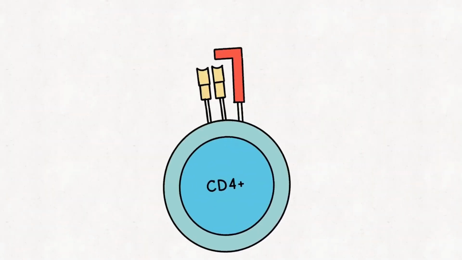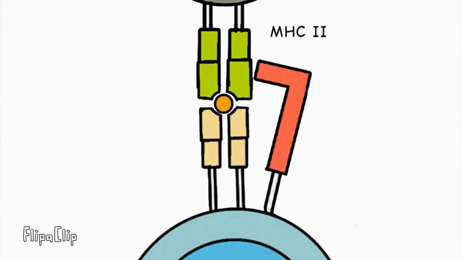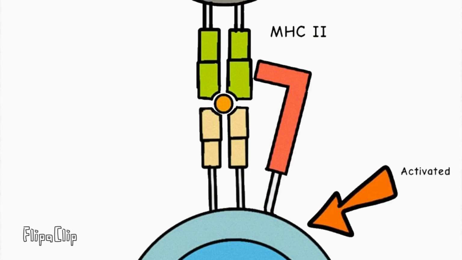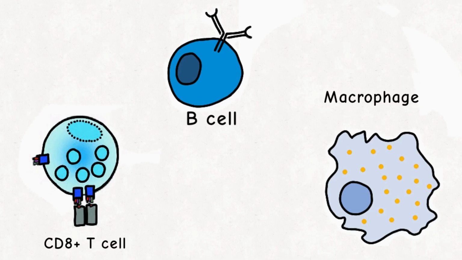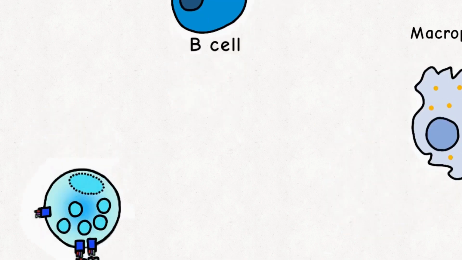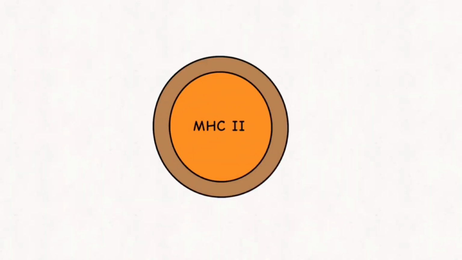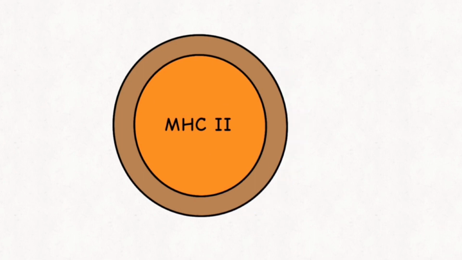CD4 positive receptor recognizes antigen with MHC class II molecule and then is activated. After being activated, CD4 positive T cell will scan for foreign antigens and stimulate other immune cells such as macrophages, B cells, and CD8 positive T cell to destroy pathogens detected. Antigen presentation confined to MHC class II is required for CD4 T cell dependent immunological response.